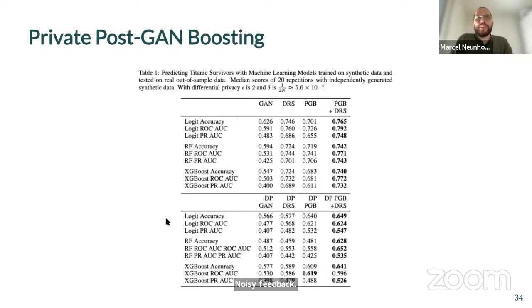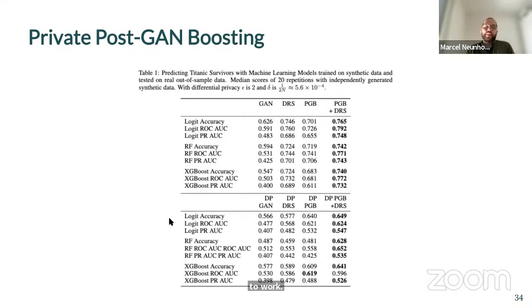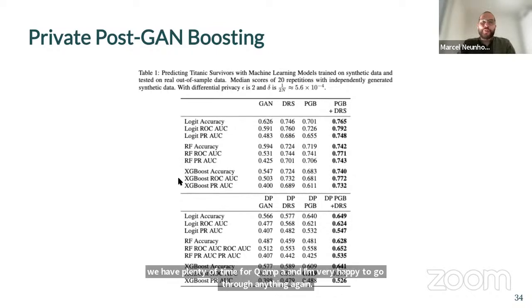All right, so that was a quick run-through of what one can do with GANs and how they could be useful for classical data science and social science. And to be honest, I was a bit quicker, maybe too quick, than I anticipated for this part. So we have plenty of time for Q&A, and I would be very happy to go through anything again that was too quick or that needs a bit more elaboration.